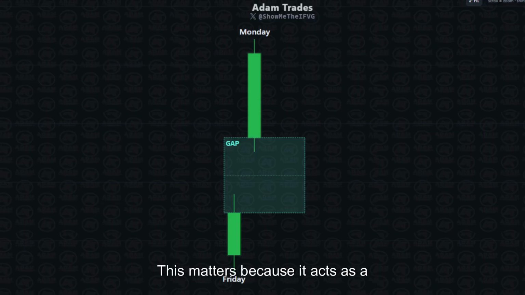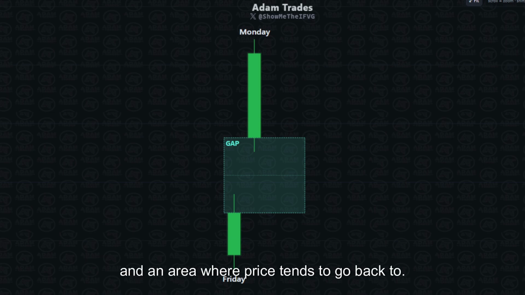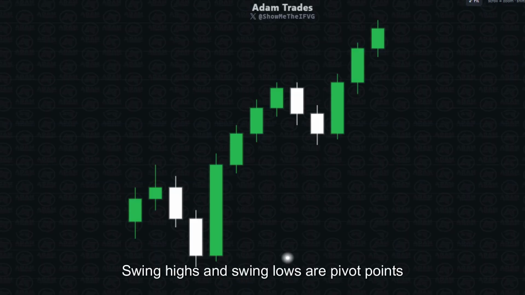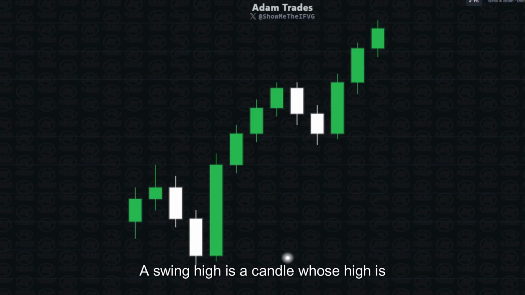This matters because it acts as a long-running support resistance reference and a draw target all week, and an area where price tends to go back to, aka a target. Swing highs and swing lows are pivot points on a chart. A swing high is a candle whose high is higher than the candles on either side of it. A swing low is the opposite.